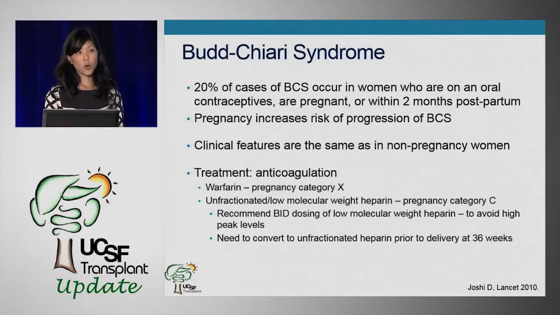But because warfarin is pregnancy category X, a pregnant woman with Budd-Chiari or who develops Budd-Chiari during pregnancy should be given Lovenox, with BID dosing, not the once-a-day dosing, just to avoid very high supertherapeutic peak levels. And then the recommendation is to convert from Lovenox to unfractionated heparin prior to delivery, probably around 36 weeks. And so the patient just has to stay in the hospital until they are ready to deliver.